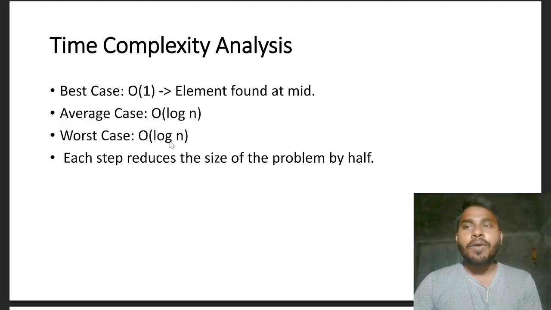Why? Because each time we divide the complete array into two parts, completely eliminate one part, and search in the other part. Due to this, the time complexity of the average and worst case is order of log n, because each step reduces the size of the array by half.